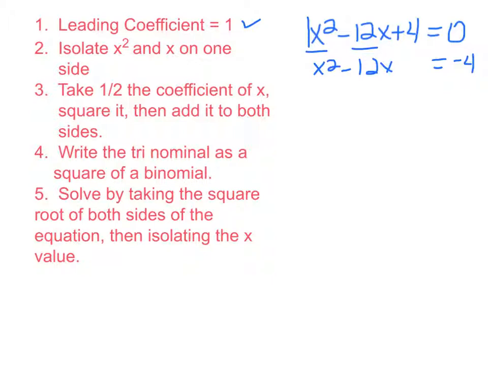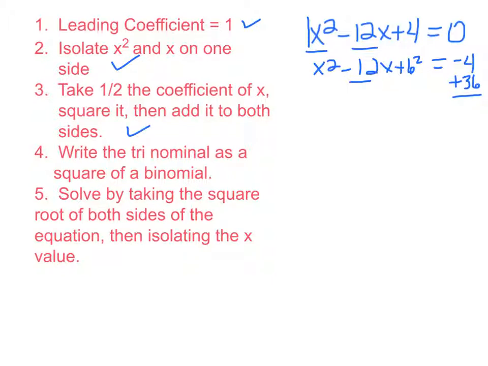Okay, step 3 says take half the coefficient of x, square it, and add it to both sides. The coefficient of x is 12. Half of 12 is 6, so we're going to add 6 squared to the left side, so we're going to add 6 squared, which is 36, to the right side. Okay, so now we've done step 3.